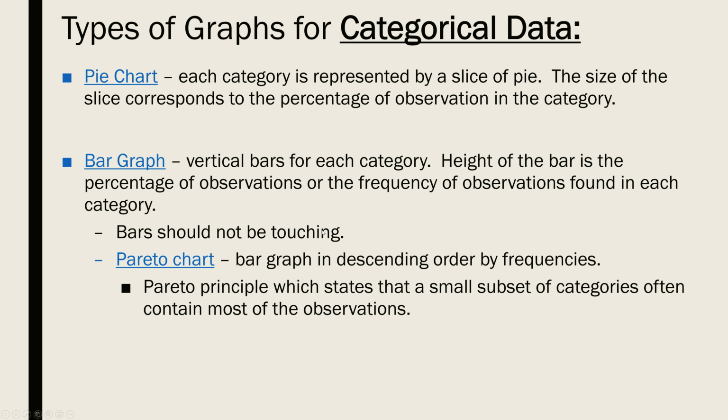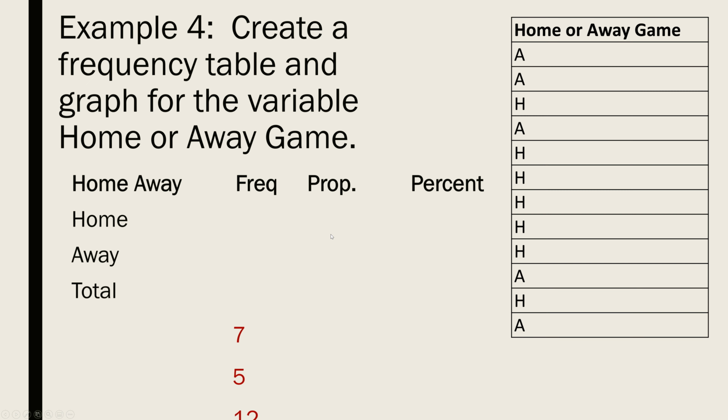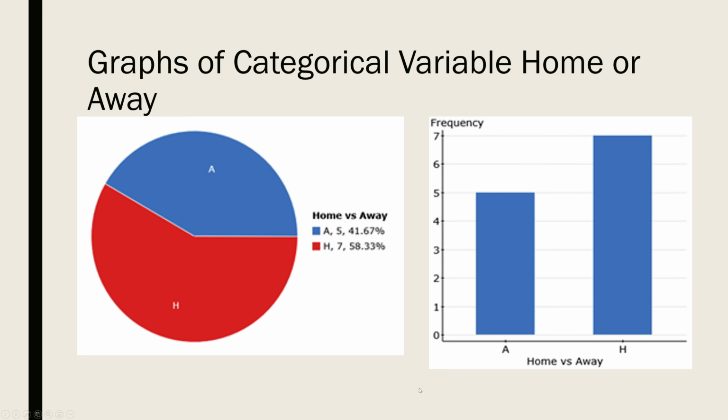A bar graph has vertical bars for each category. The height of the bar is the percentage of observations, or the frequency of observations, found in each category. Bars should not be touching. There's another type called a Pareto chart. It is a bar chart in descending order by frequencies. It reflects the Pareto principle, which states that a small subset of categories often contain most of the observations. This is an example of a bar chart.